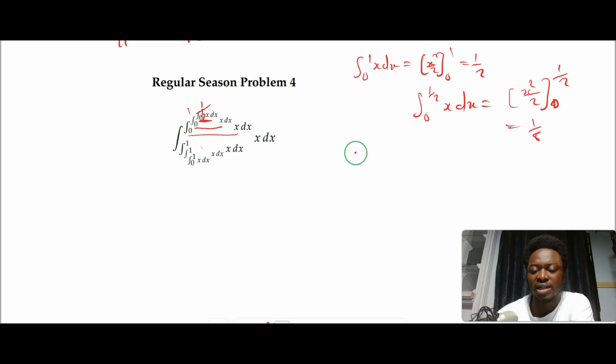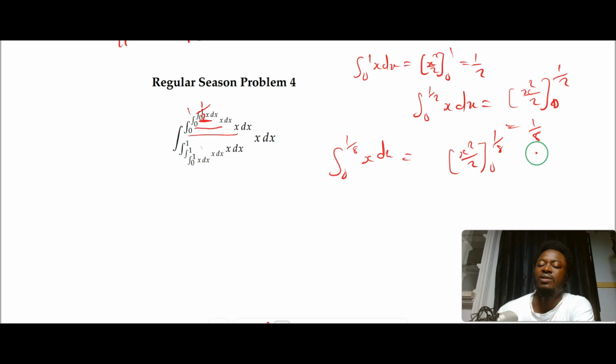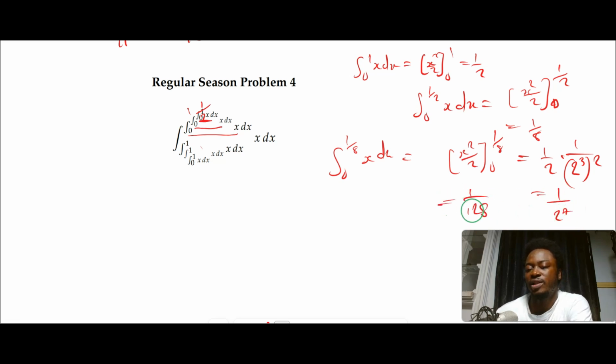So the last integral now will be the integral from 0 to 1 over 8 of x dx, which is x squared over 2 from 0 to 1 over 8, which is 1 over 2 times 1 over 2 to the power of 3 squared. So that is 6. That is 1 over 2 to the 7th power, which should be 1 over 128. So all the upper limit here equals 1 over 128.